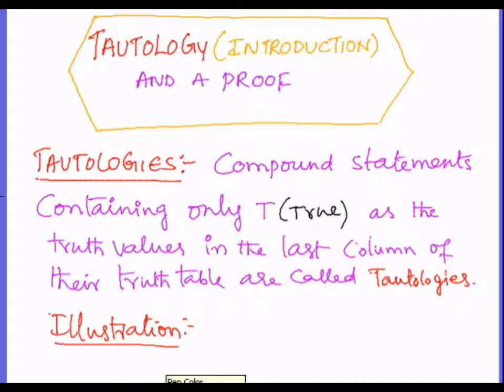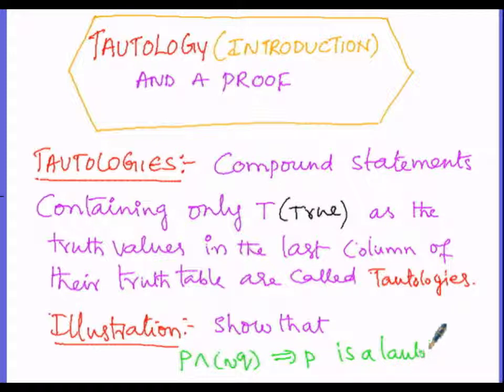In this illustration we have to show that P and negation Q implies P is a tautology. So we have to prove that P and negation Q implies P is a tautology. Now the solution starts.